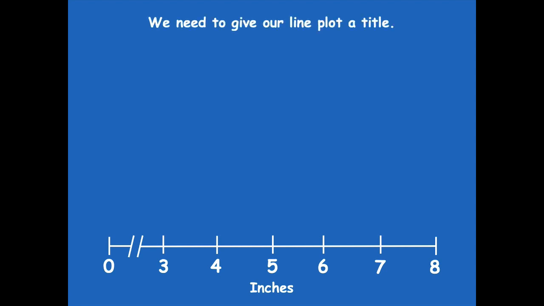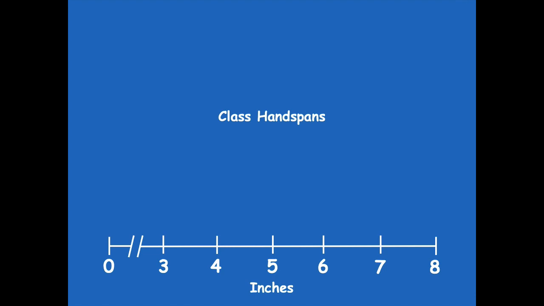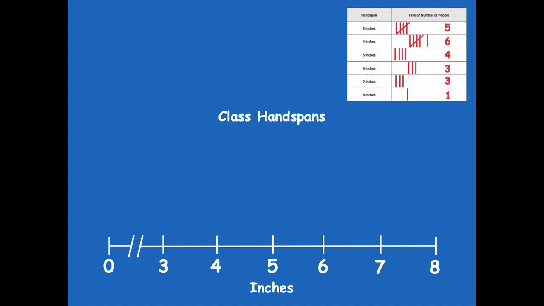So we need to give our line plot a title. So what was our data about that we collected the other day? It was about handspans, right? So those are our class handspans. So we can give that as our title. So here's our data. I'll bring it back up for us from the previous lesson. So to show our data, we put an X for each tally mark above the number of inches our handspans were. And then we also write the unit of measure. Okay, so we're going to add a key to show what each X represents on our line plot.